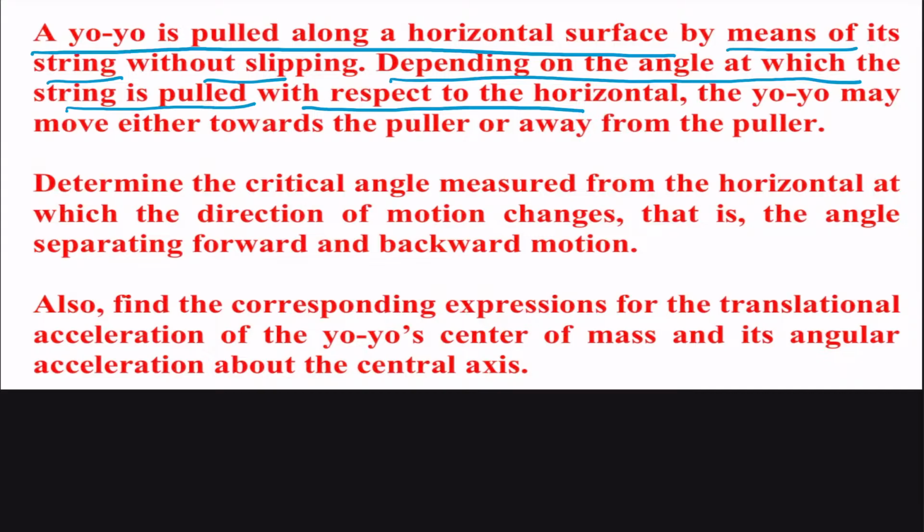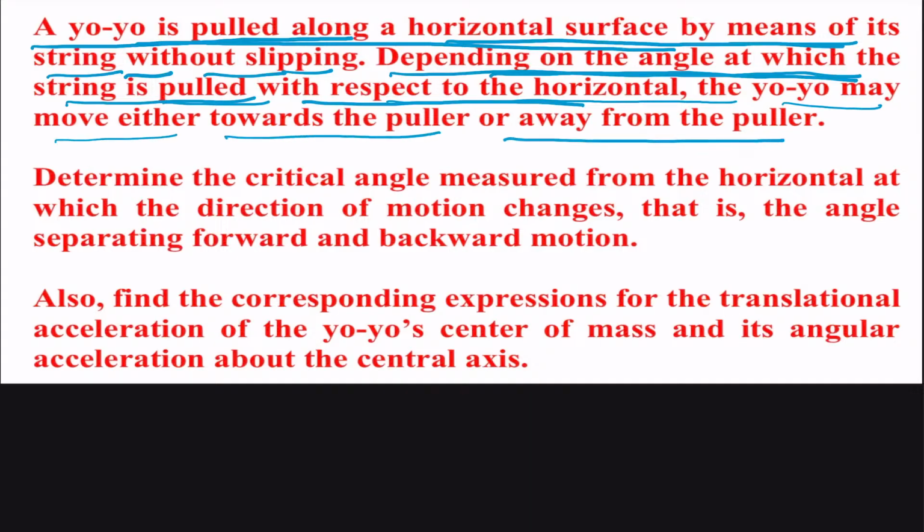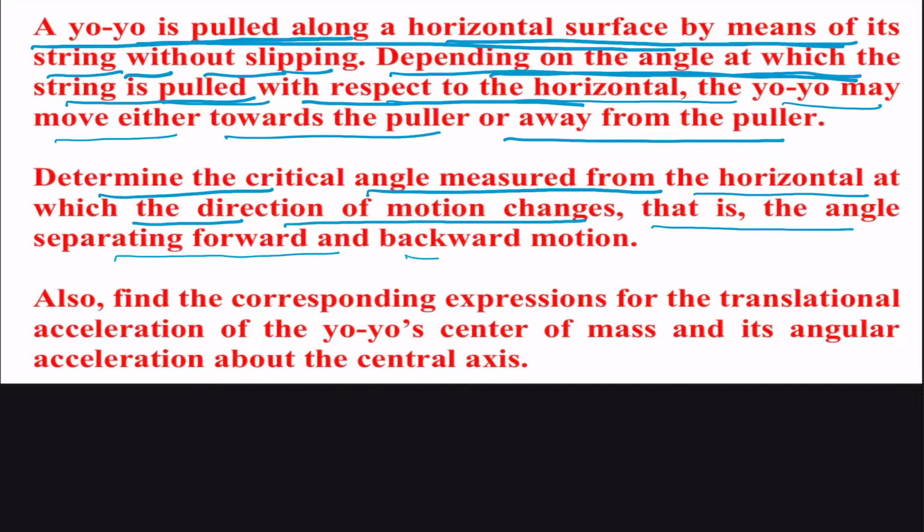So we were discussing this question, and it states that a yo-yo is pulled along a horizontal surface by means of a string without slipping. Depending on the angle at which the string is pulled with respect to the horizontal, the yo-yo may move either towards the puller or away from the puller. Determine the critical angle measured from the horizontal at which the direction of motion changes, that is the angle separating forward as well as the backward motion.